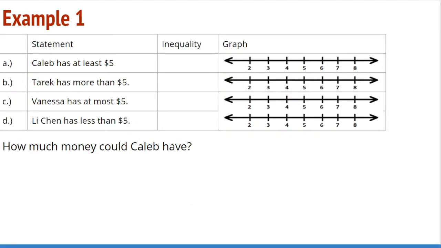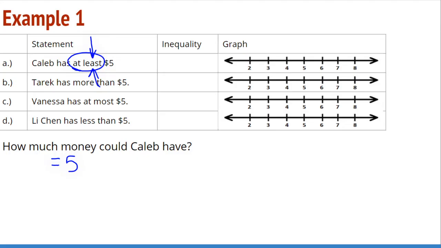Here we go, real-life situation. Caleb has at least $5. We need to stop and think about what does that mean? How much money could Caleb have? Could he have $5? Well, it says he has at least that. That means $5 is the least amount of money he has in his pocket. So I could say that he will be equal to $5. Could I say that he has less than $5? Well, it says the least amount that he has is $5, so he can't have less than 5.